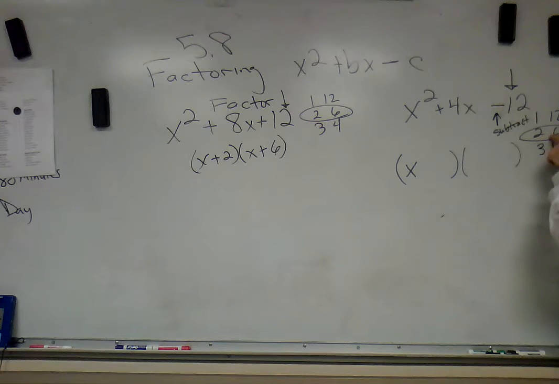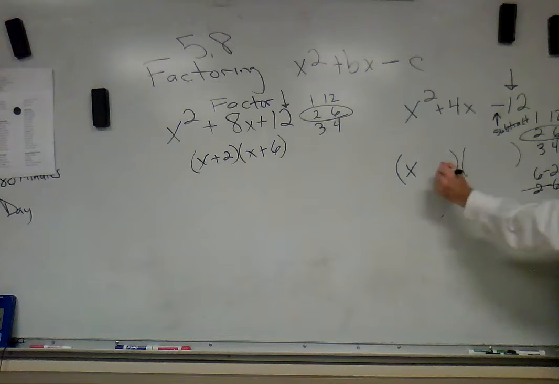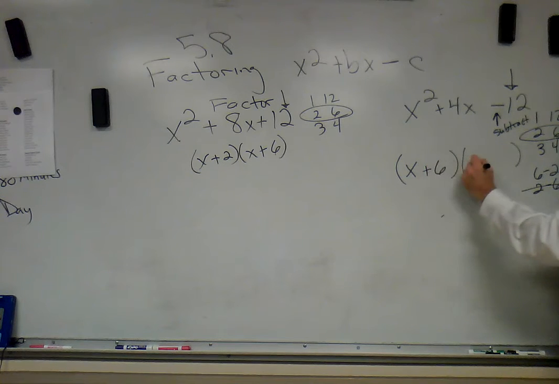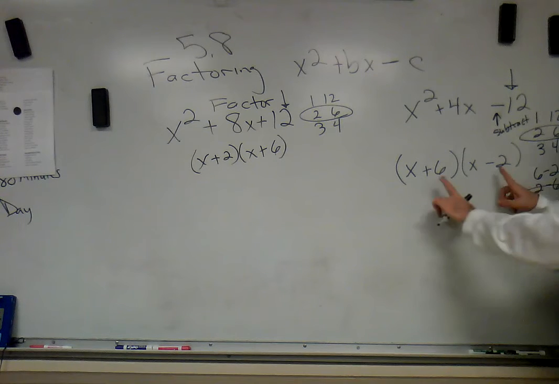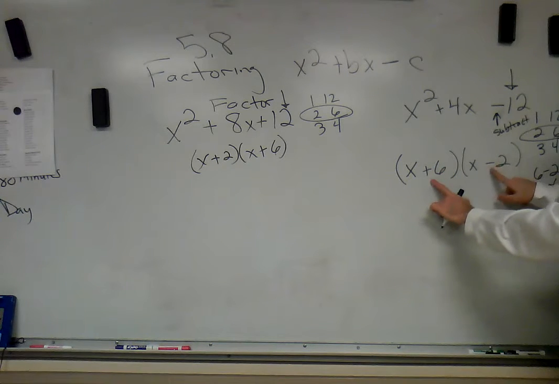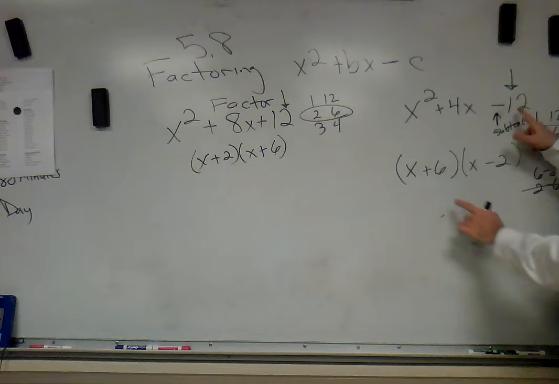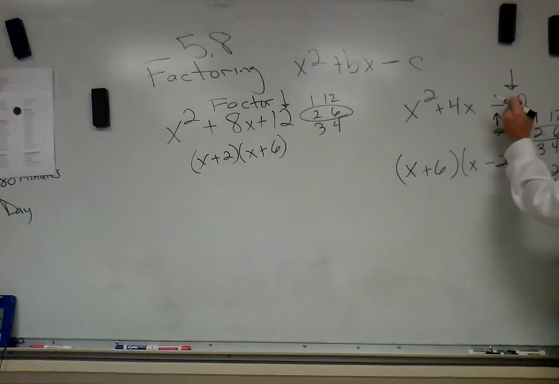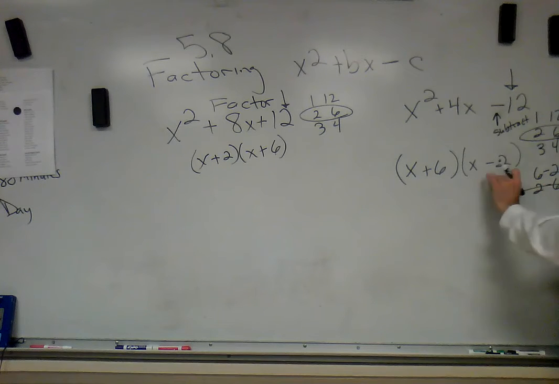Now the difference between yesterday's and today's: since we're subtracting, how could we get positive 4? Could we get it by doing 6 minus 2 or 2 minus 6? 6 minus 2. So we need a positive 6 and a negative 2. Yesterday they were either both plus or both minus. Today it will be different, because what is positive 6 times negative 2? Negative 12. So in order to get a negative by multiplying, they have to be opposite signs.